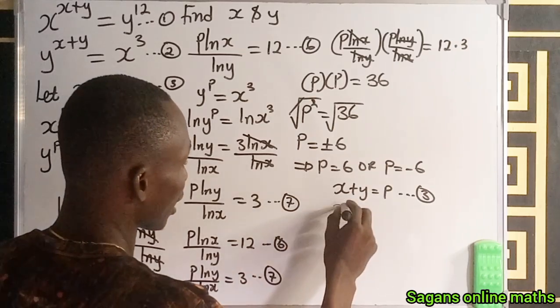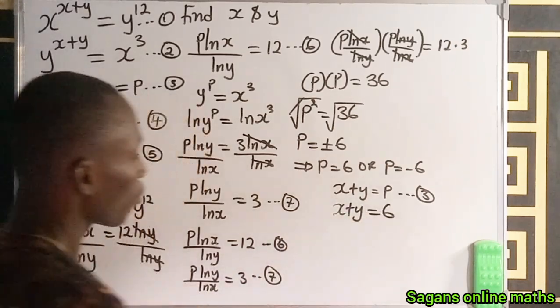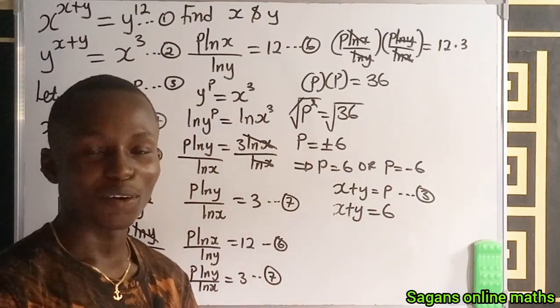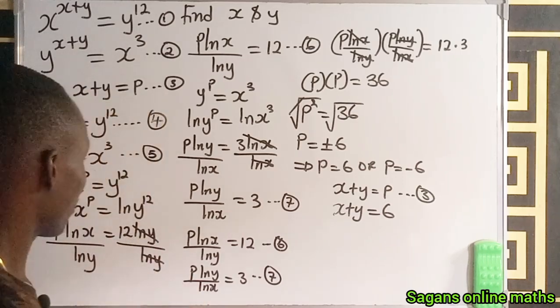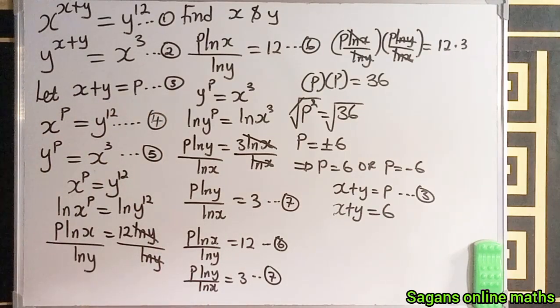So x plus y is equal to 6. But what are we going to do here? If x plus y is equal to 6, how can we determine the value of x and y? Now let's go back to equation 5.